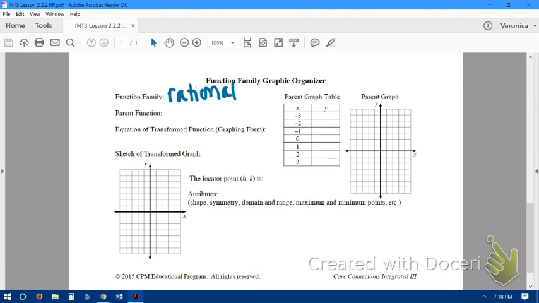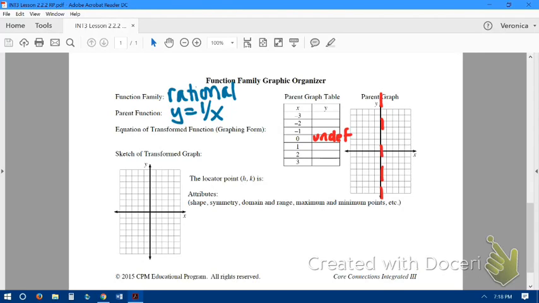The parent function is our 1 over x, so y equals 1 over x. And so this is our first asymptote at x equals 0, because you cannot plug 0 in the denominator of a fraction, and so we would say undefined right here at the 0. So remember again, when you're graphing this, you're going to have an asymptote. The graph will not touch that line.